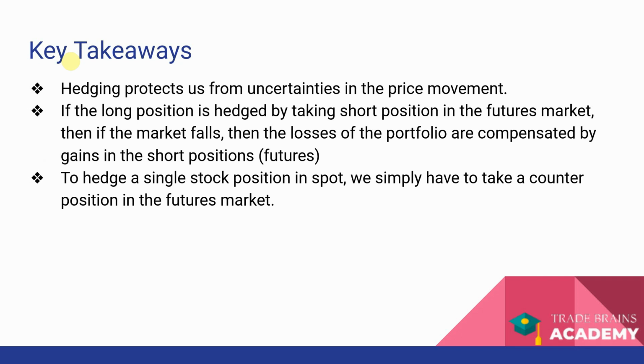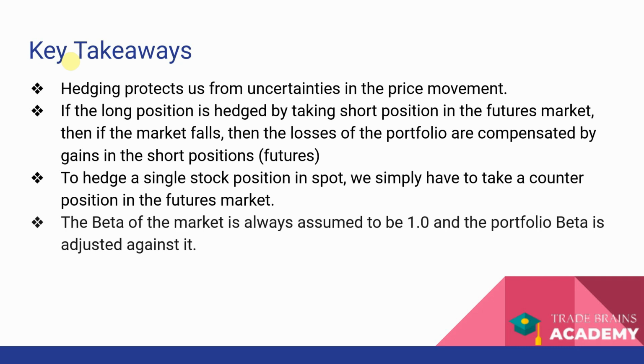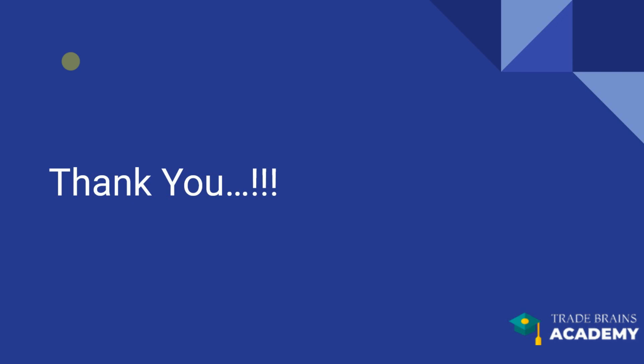And to hedge the portfolio, we just have to find the beta for the portfolio and hedge the portfolio against the underlying asset which we choose to. Could be an index of Bank Nifty or Nifty Financial Services. And the beta of the market is always assumed to be 1, and the portfolio betas are adjusted around it. I hope this chapter gave you a brief on how to hedge a portfolio, how to hedge your existing position, what is the process of hedging, and what is the importance of hedging.